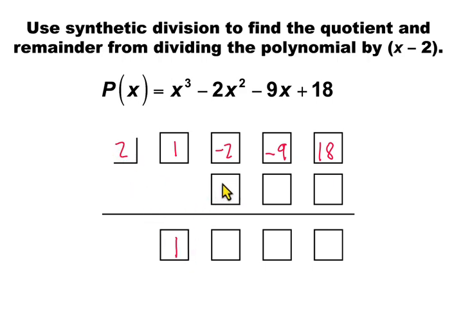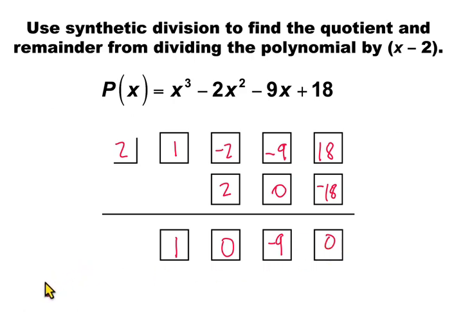So 2 times 1 is 2. Combine these two terms, negative 2 and 2 are 0. 2 times 0, put the product here, so this is 0. Negative 9 plus 0 is negative 9. 2 times negative 9 is negative 18. 18 plus negative 18 is 0.